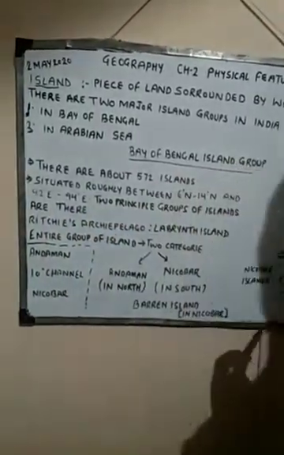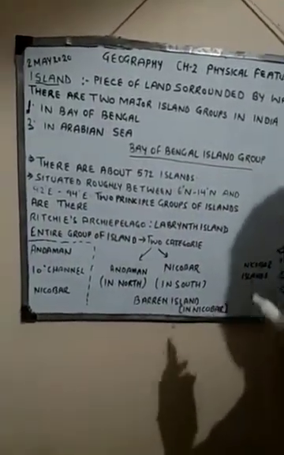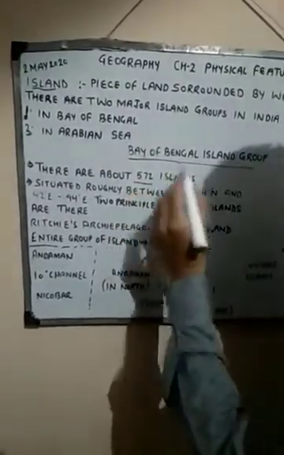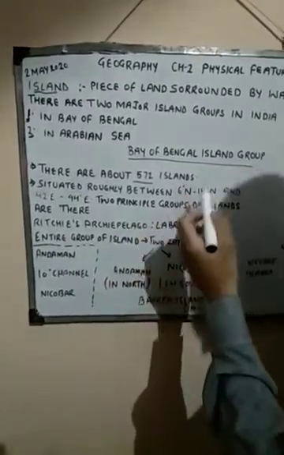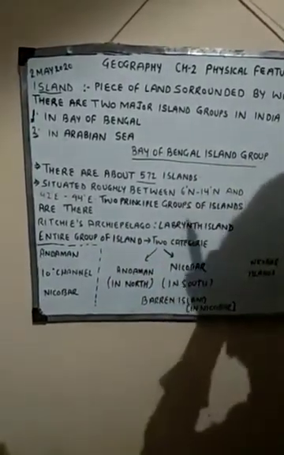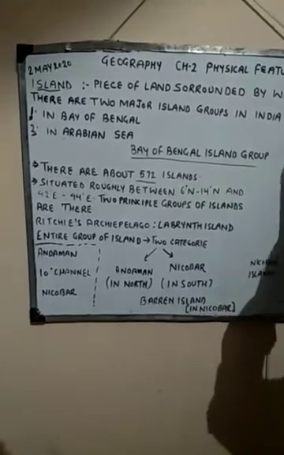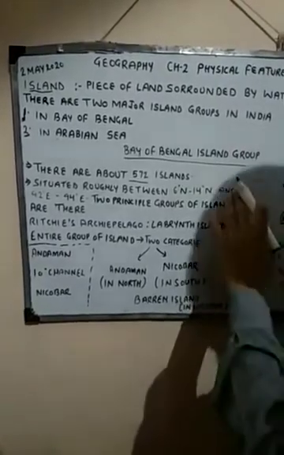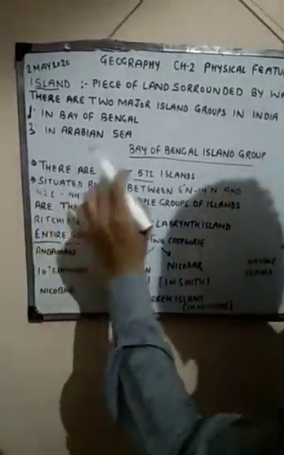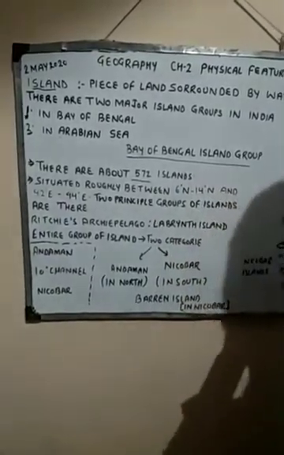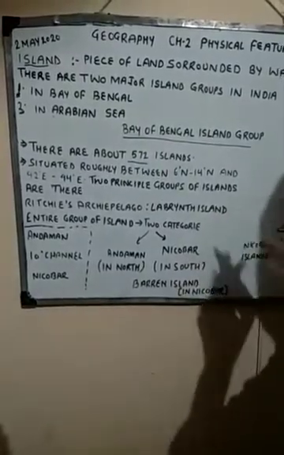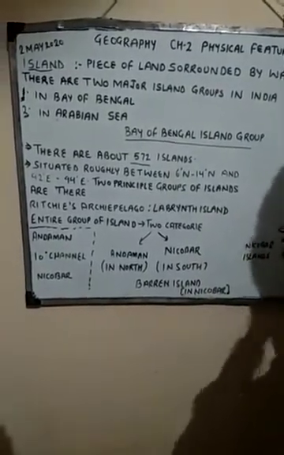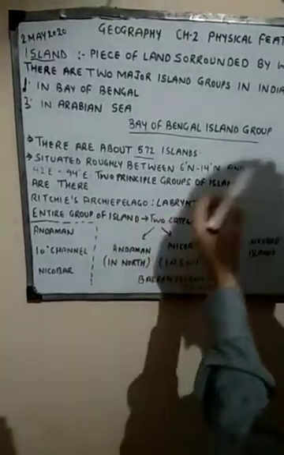There are about 572 islands on an approximate value, on an average. Small islands are situated roughly between 6° north to 14° north, covering the northern part, and 92° east to 94° east. These are the values which are ascribed on the globe. Two principal groups of islands are there.